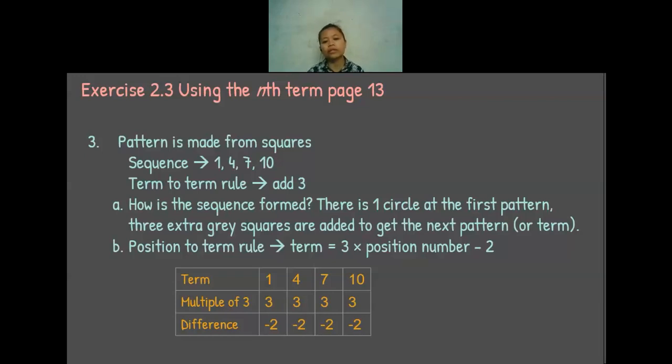So for the difference, later it will be equal to negative 2. 1 minus 3 is negative 2. 4 minus 6 is negative 2. 7 minus 9 is equal to negative 2. 10 minus 12 will be equal to negative 2.